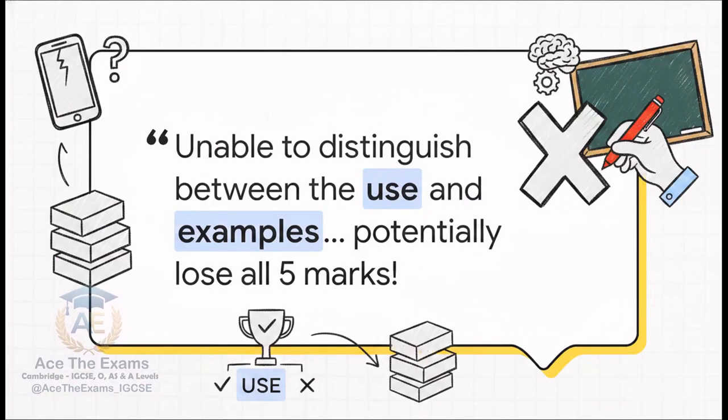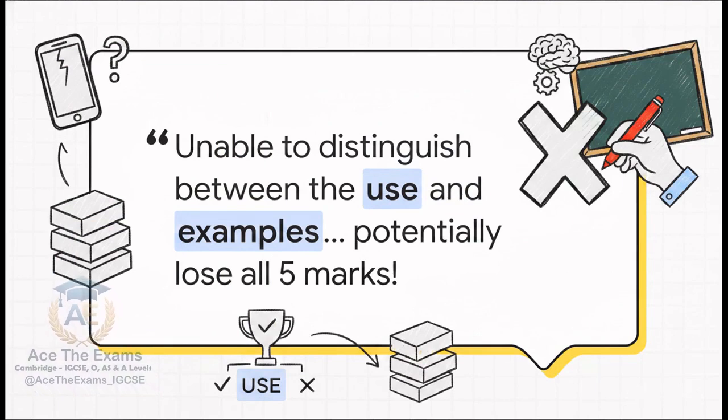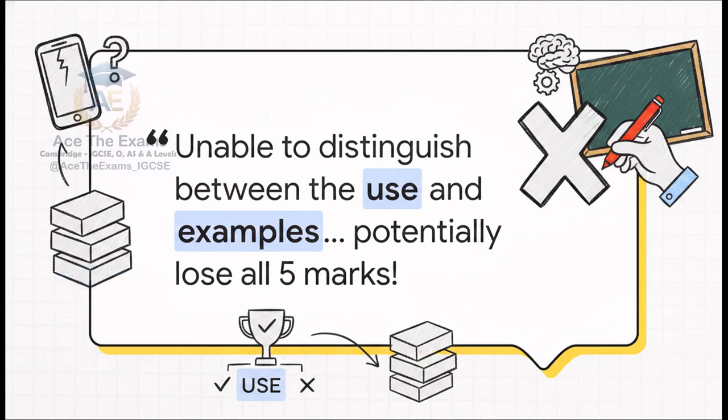The real secret is revealed right here in the official teacher's comments. Look closely at this quote from our source material. The examiner notes, the student was unable to distinguish between the use of a smartphone and examples to illustrate the use. Consequently, they could potentially lose all 5 marks. Ouch. Ordinary rote memorization revision totally fails if you ignore the exact structure the command word demands. This student just listed basic examples. They never explicitly stated the overarching use to tie it all together.